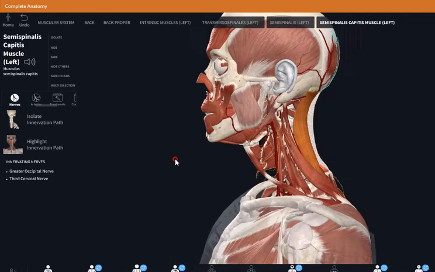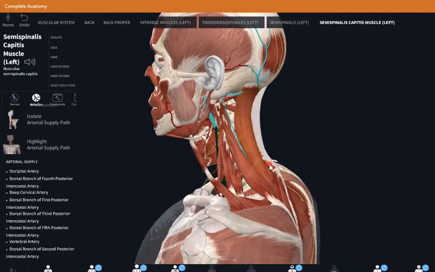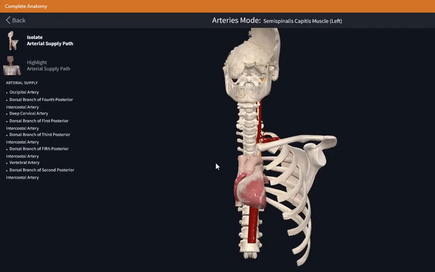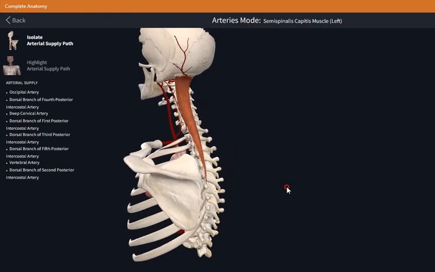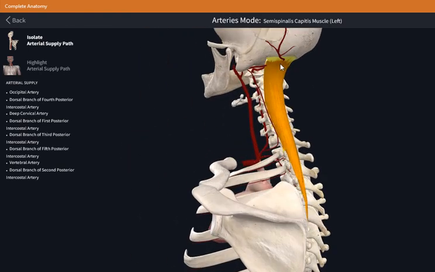So now, after having the muscles here, we can have the arterial supply. Now, for the arterial supply, we have different muscles with different arteries which are going to supply the muscle. So let's isolate to visualize the different arteries. So we have the different arteries involved. The first artery is going to be the occipital artery. We have the occipital artery here.